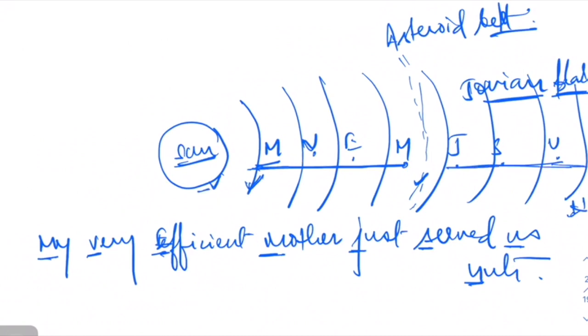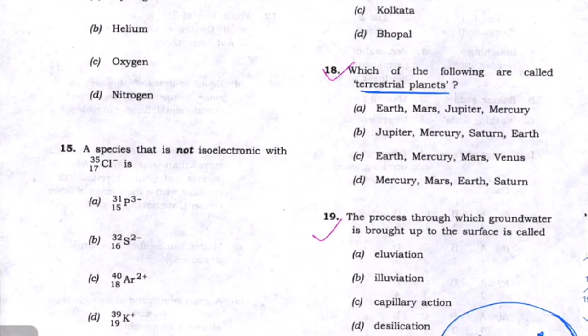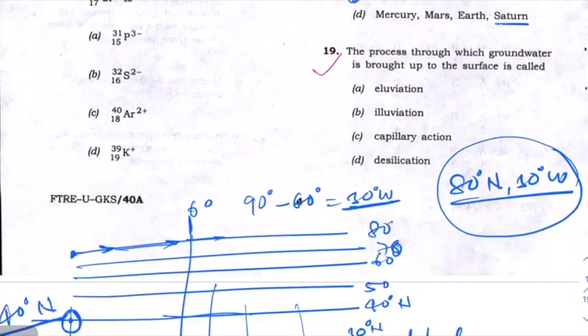And these planets are not that dense. Their size may be bigger, but their gravitation is not that strong, so they are arranged like this in the distance from the sun. So this is how these Jovian planets and terrestrial planets are. Now you can easily answer this question. Jupiter cannot be there, Saturn cannot be there, so the only option left is Earth, Mercury, Mars and Venus. So these are the terrestrial planets.